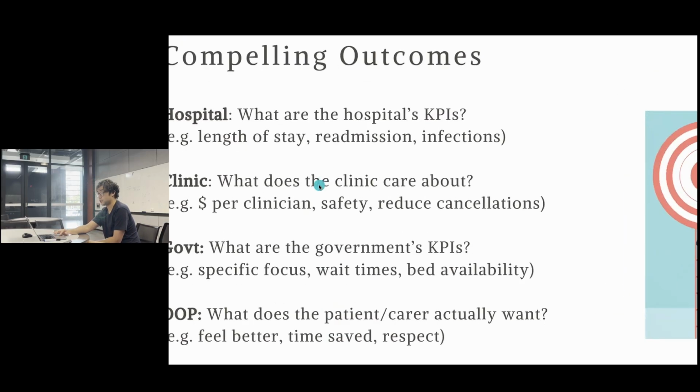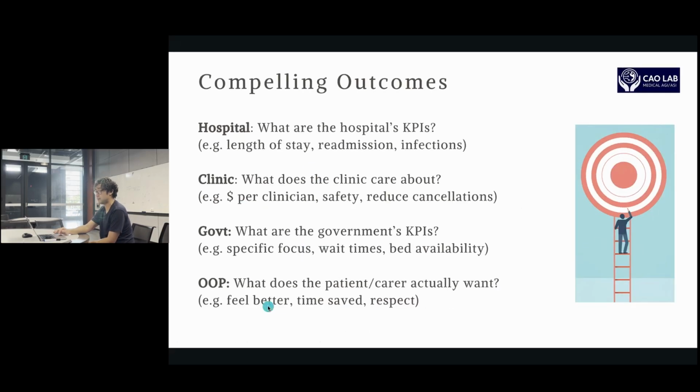Okay, and so this is a really important slide in figuring out the outcome, right? So for hospitals, it's KPIs, right? You can just look it up. For clinics, like I said, it's about money or reducing cancellations or increasing volume, right? For the government, it depends on their own KPIs. They sometimes have specific KPIs. Usually it's related to wait times and bed availability, that kind of stuff that you might hear politicians talk about.